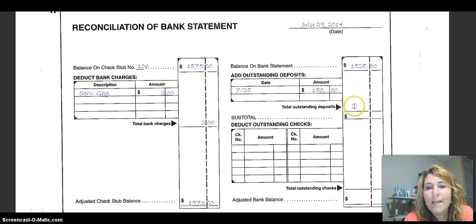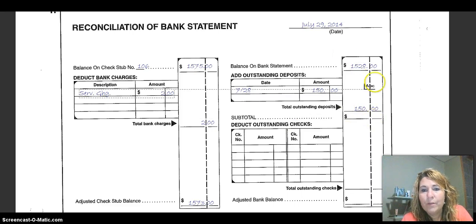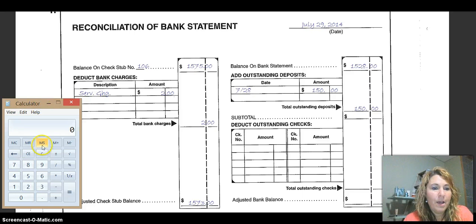Okay, that's the only outstanding deposit, so I'm going to come down here and list my $150. And then I have to get my new subtotal. So I'm going to take the bank statement and I'm going to add 150 to that. So here I have my calculator. So it is 1,528, and I'm going to add my deposit of 150. So I'm going to get 1,678.